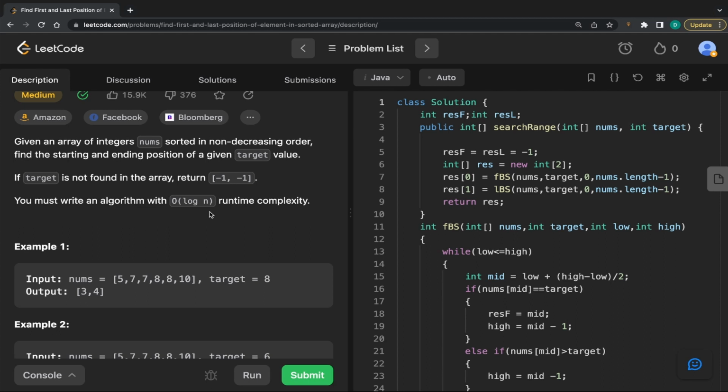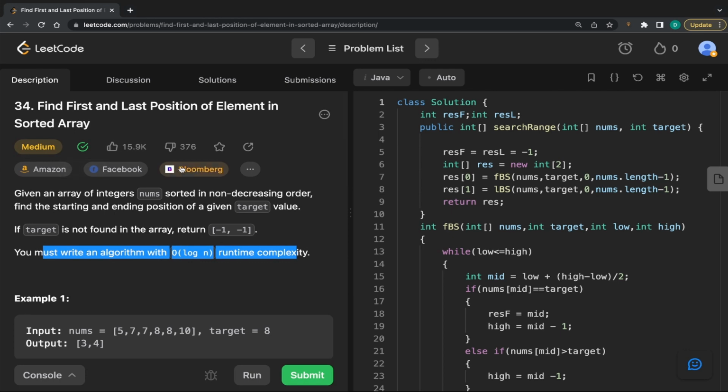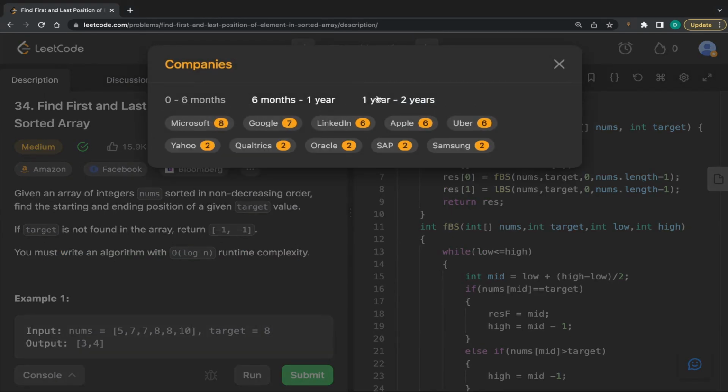Whenever you see any question in which this line is mentioned, that the algorithm which you need to come up with needs to be log of n, the thing that should strike your mind is that this question can be solved using binary search, because binary search is one of the most famous ways of solving questions where the solution can be obtained in logarithmic time, or in other words in O of log n time. Okay, this is a medium level question asked in a lot of interviews, right?